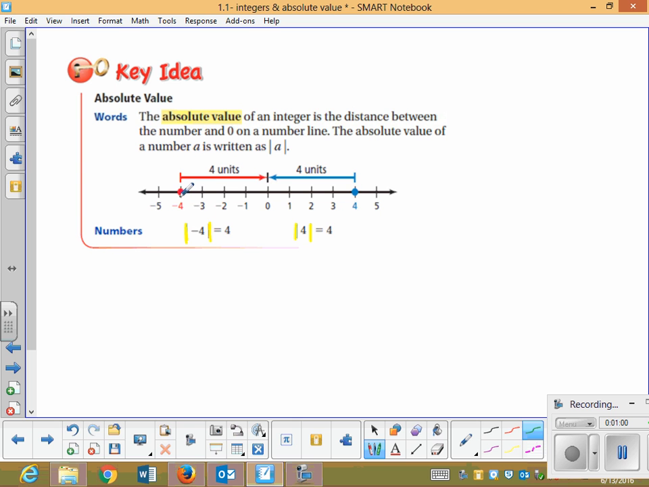Now to write an absolute value, all you need to do is have these bars around that number. So the absolute value of -4, you just have to have a bar. The absolute value of 4, you just have to have a bar. And these are called absolute value.